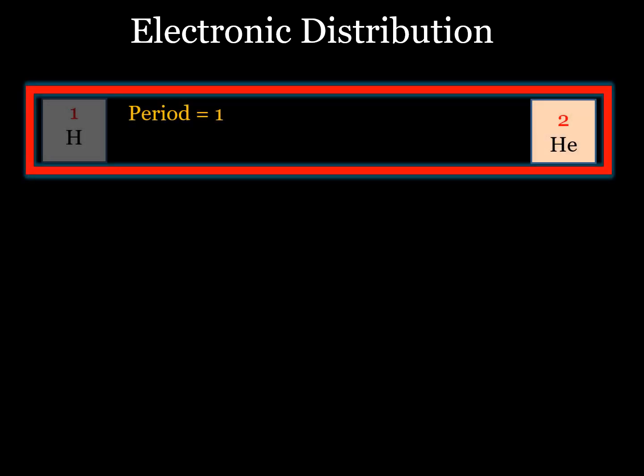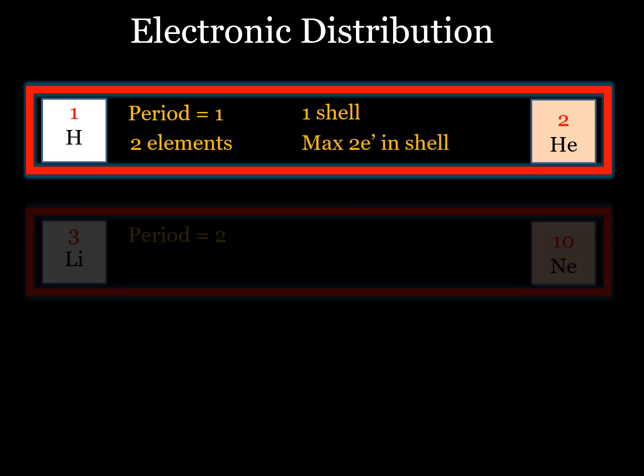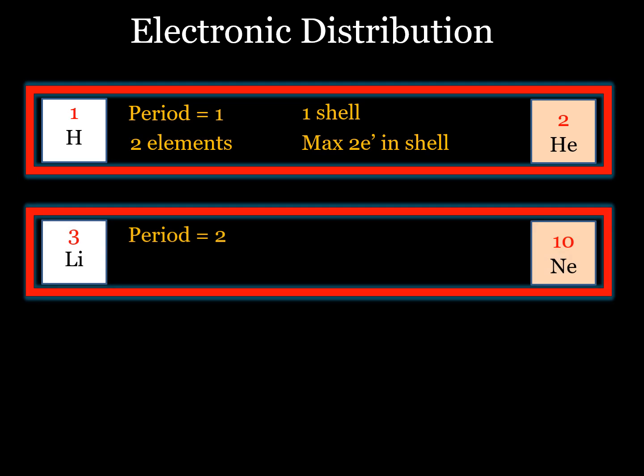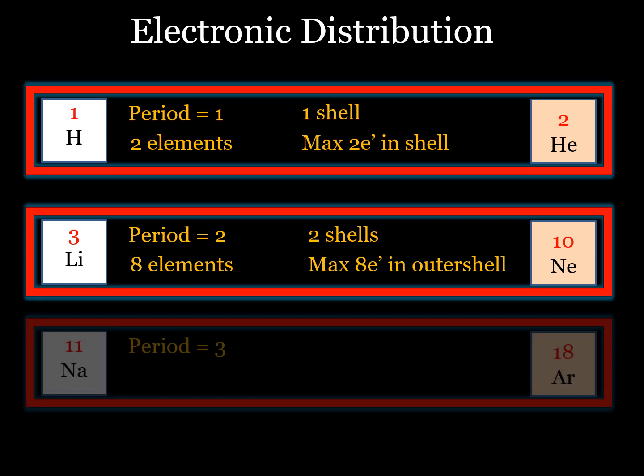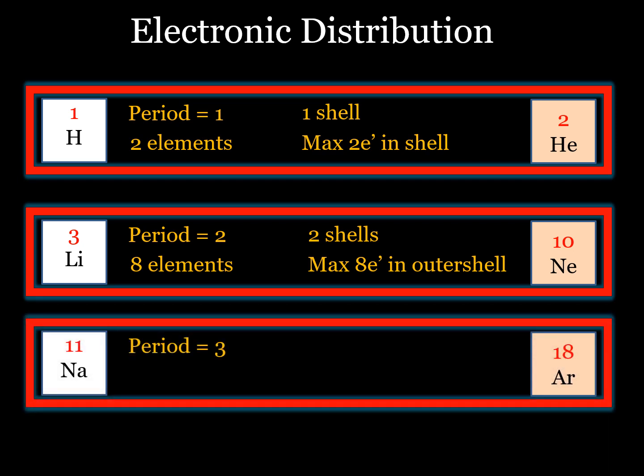For example, hydrogen and helium belong to period 1, so they each have only one shell. And as there are only 2 elements in period 1, the elements in this period can have a maximum of 2 electrons. Period 2 has 8 elements, therefore, each element of this period will have 2 shells and a capacity of 8 electrons. Generally, the same idea applies to the other periods. After period 3, the electronic capacity keeps on increasing as 14, 18, and 22.